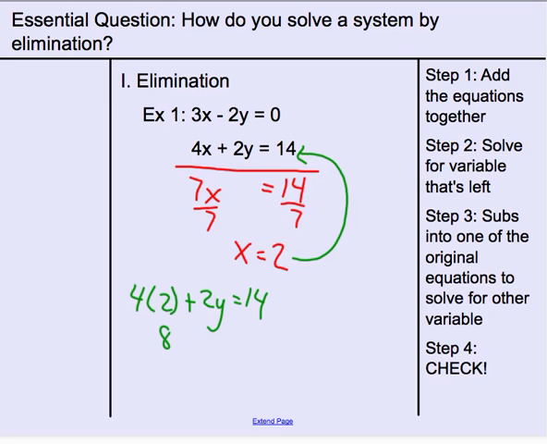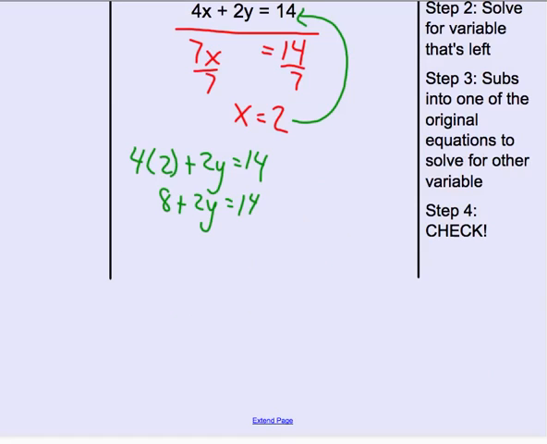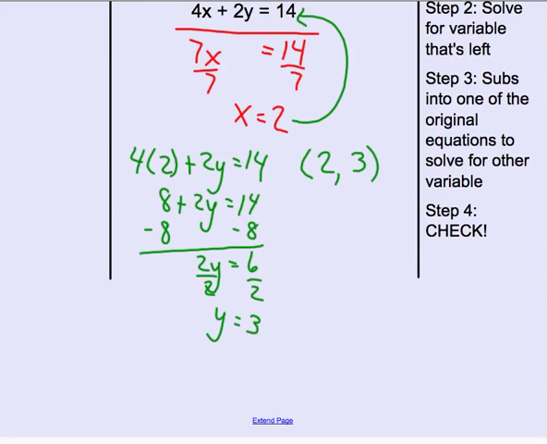4 times 2 gives us 8. Subtracting 8 from both sides. And dividing everything by 2. So we get y equals 3. Remember to write your solution as an ordered pair: x coordinate first, y coordinate second.